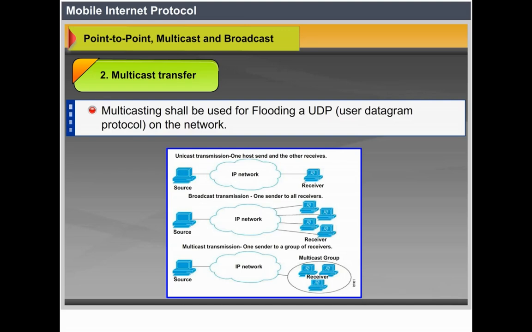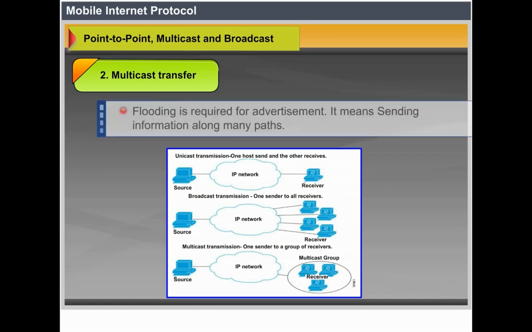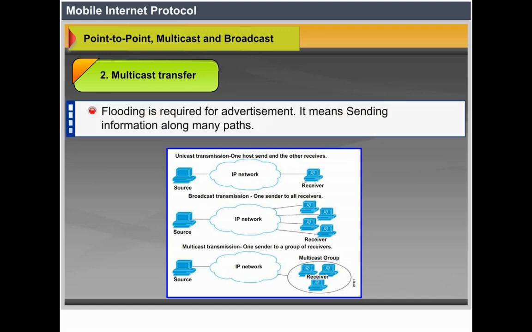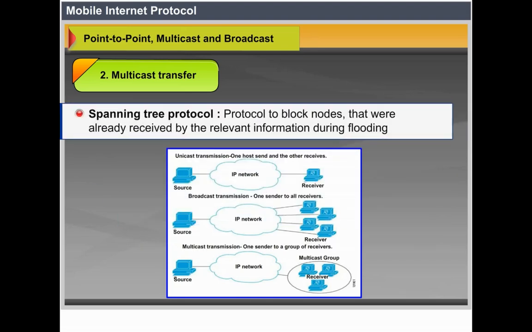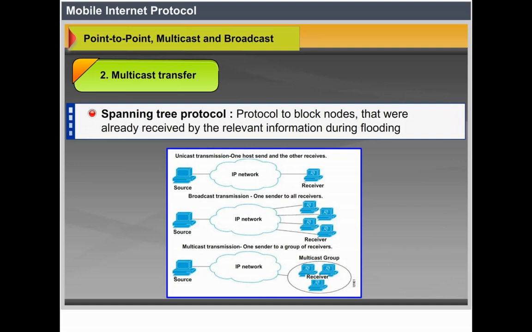Multicasting can be used for flooding a UDP, User Datagram Protocol, on the network. Flooding is required for advertisement. It means sending information along many paths. The spanning tree protocol is used to block nodes which have already received the relevant information during flooding.